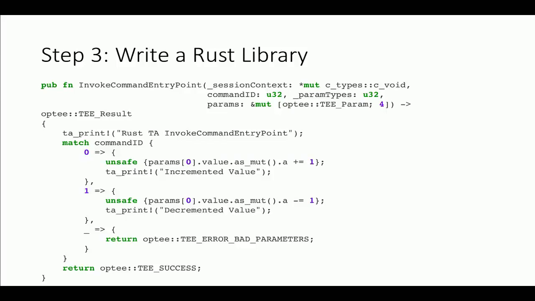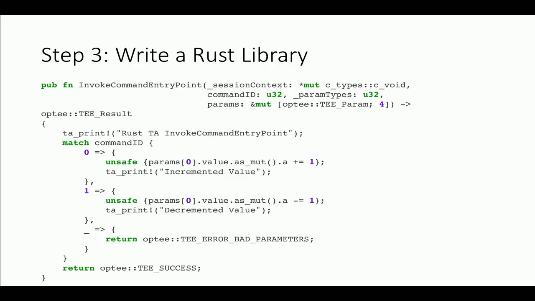Then the syntax for this, we have a return type of the T result. That's the little arrow thing. And then this is really all it does. It's going to print that Rust TA invoke command entry point to say, hey, we're in the command entry point. Then we're going to do a match. And this I mentioned earlier as a sort of language feature. There's no switch case. There's match. And it's actually way more powerful than a switch case because it can do pattern matching, and it can do partial matches and all sorts of nice functional things. But we're going to use it in kind of a dumb mode and just match a number.